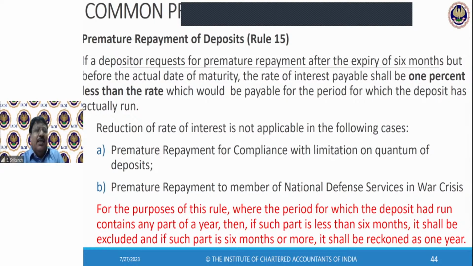Now, in 2 cases, reduction of the rate of interest is not applicable. One, when it is premature repayment for compliance with limitation on quantum of deposits. We saw the 15%, 35% and all. Now, if you're exceeding that, you might want to repay a few people before the due date. When you are repaying, you can't reduce interest. You have to pay them at that rate only, up to the date you are giving back.